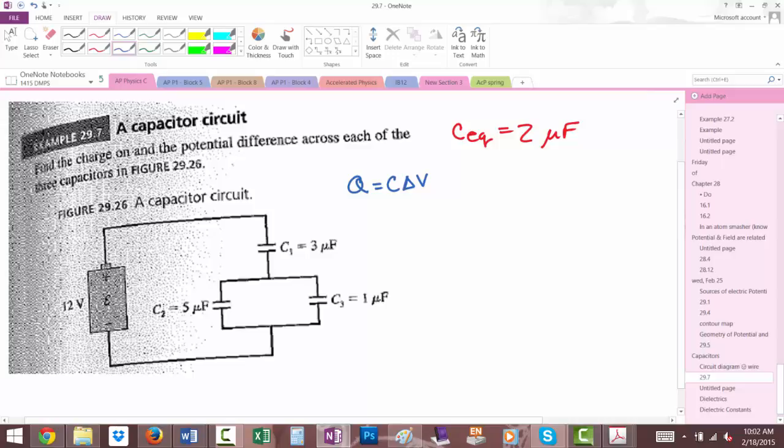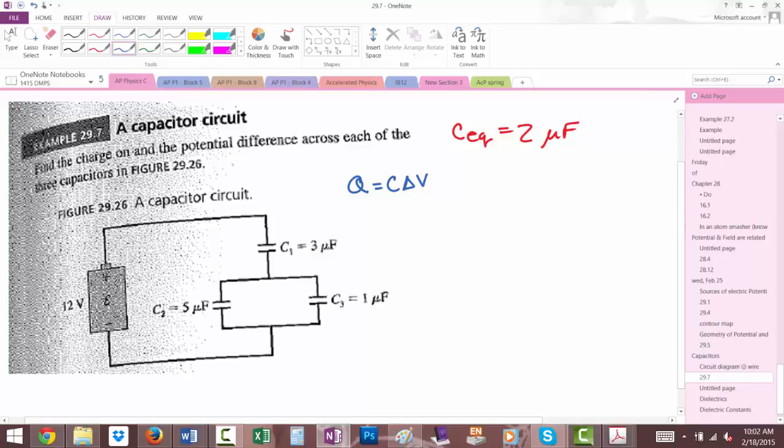Q total will be the charge on this capacitor, right? And on the bottom one. And on the sum of the parallel combination of these, right? But we don't know exactly how much is going to be distributed where. But the sum. If you know the equivalent capacitance is 2, then you can find the charge that's stored because you know the voltage. Are you with me there?